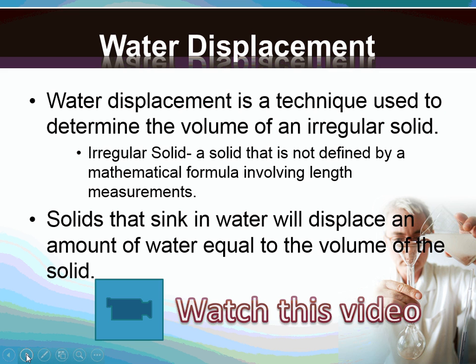For example, the volume of a human is not defined by a mathematical equation, but if we had a cube, we could describe that equation as length times width times height. It could also be used as a means to double check the accuracy of length measurements for a regular solid. So although we use water displacement for irregular solids, we can use it for regular solids as a way to double check other measurements. This technique centers around a known fact. A solid will displace an amount of water equal to the solid's own volume.